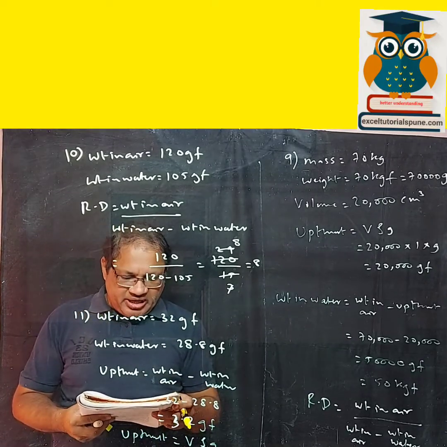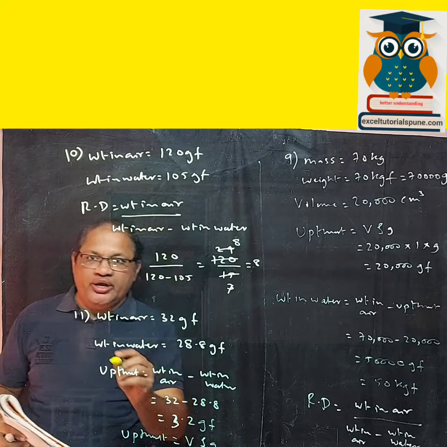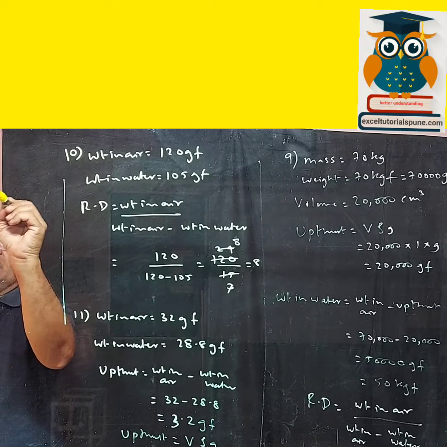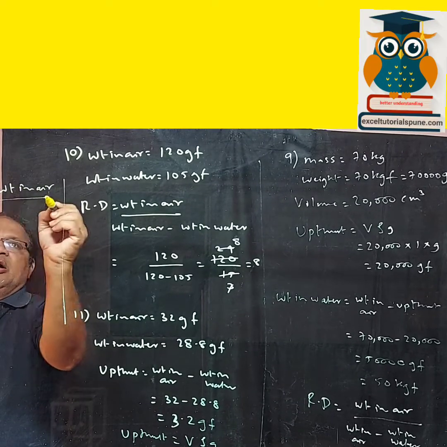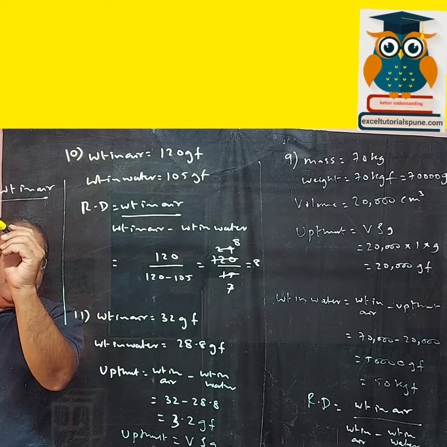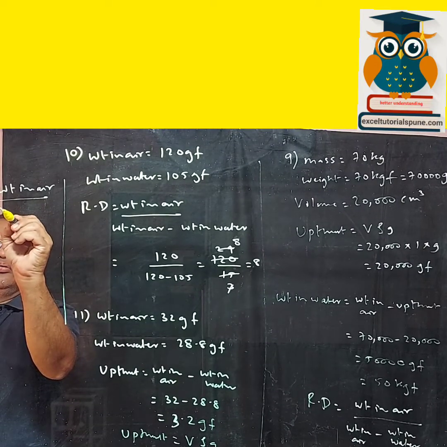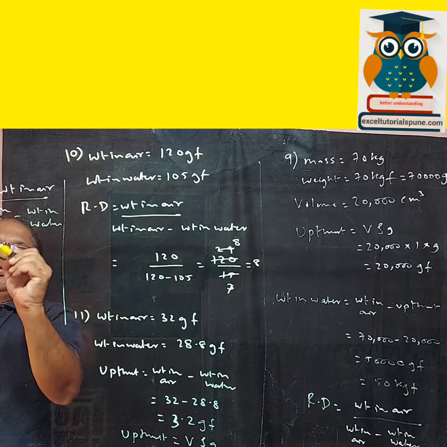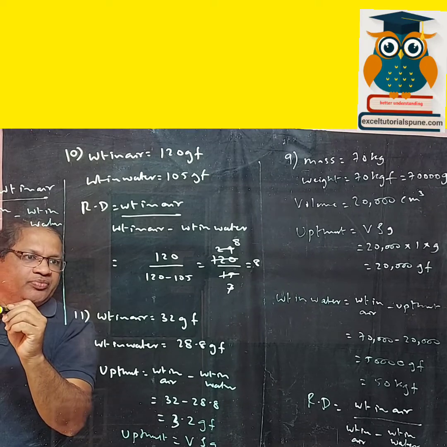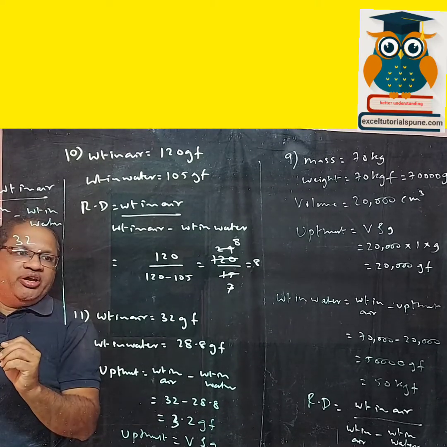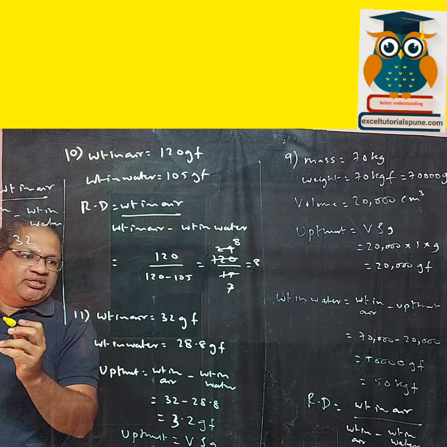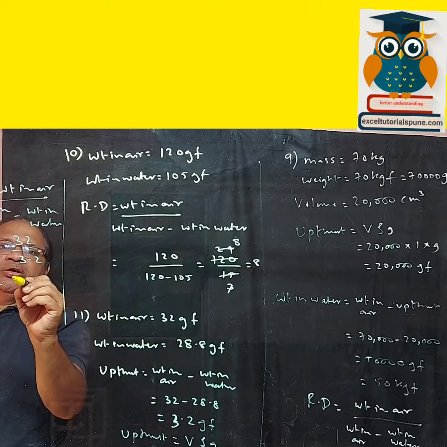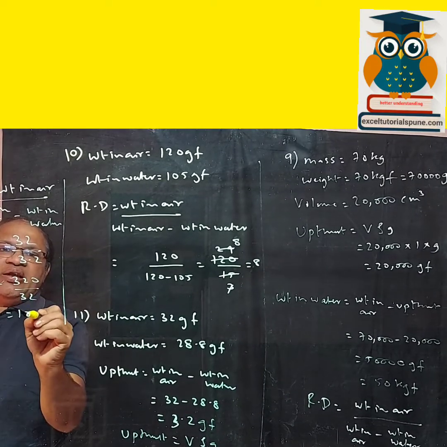Now the next part, relative density of solid. So relative density is equal to weight in air upon weight in air minus weight in water, that is the upthrust. So weight in air is 32. Weight in air minus weight in water, that is the upthrust, that is 3.2. So that is 320 upon 32, that is 10.